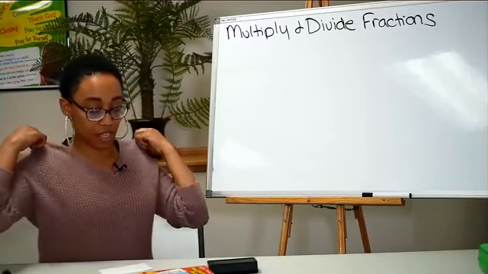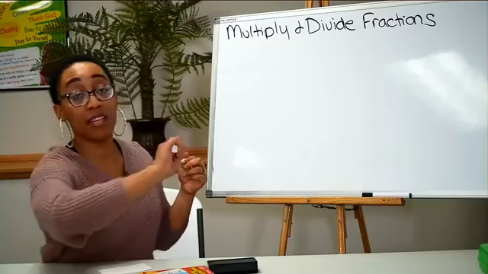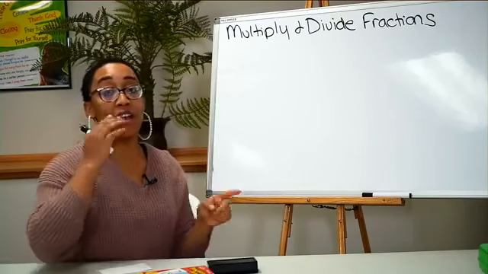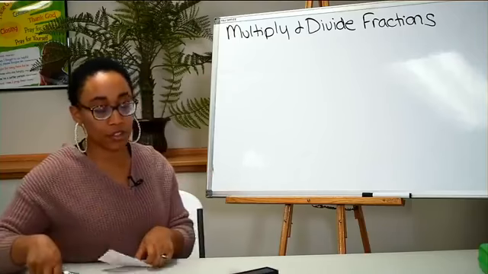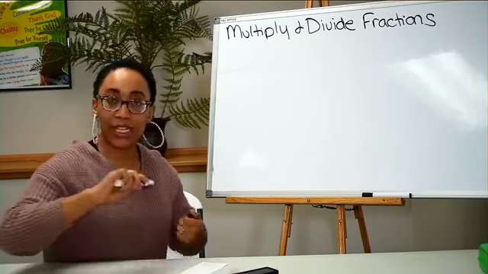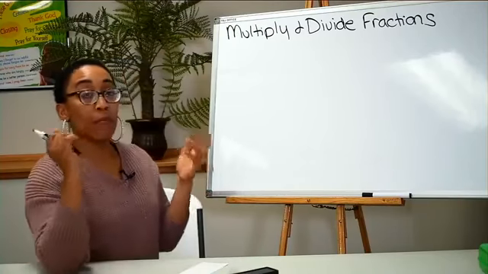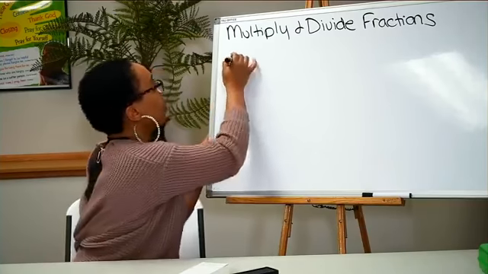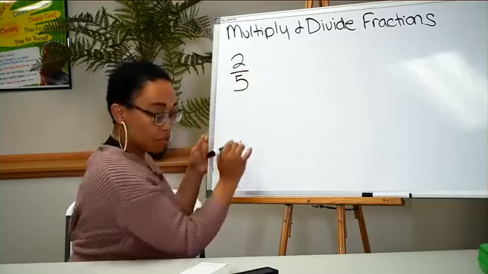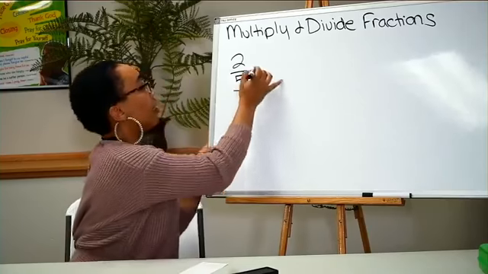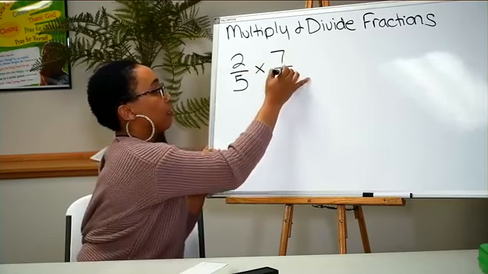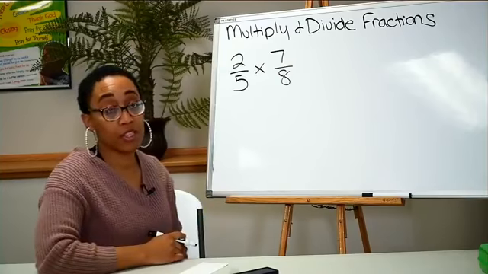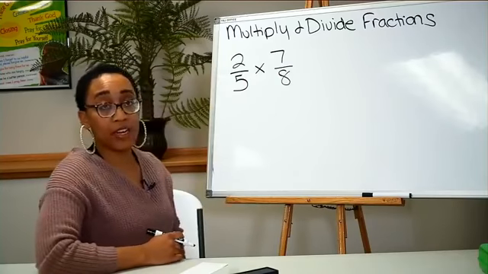We just got done with adding and subtracting fractions, so now we're going to do how to multiply and divide fractions. So let's just get into it. First we're going to start with multiplying fractions. So we have 2/5 times 7/8. Now when you're multiplying fractions, all you do is multiply across.